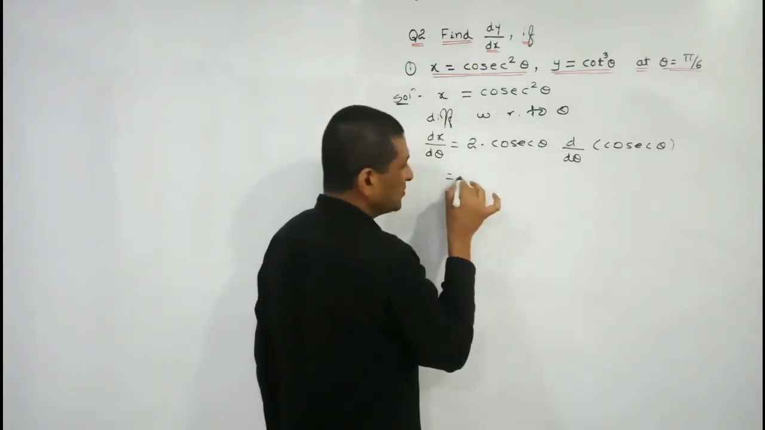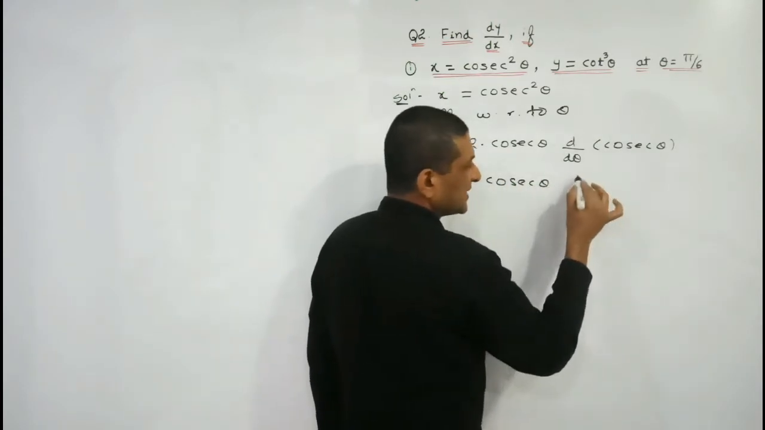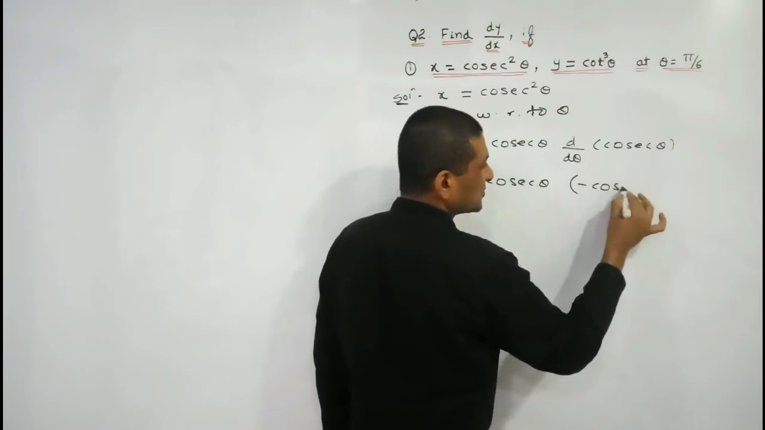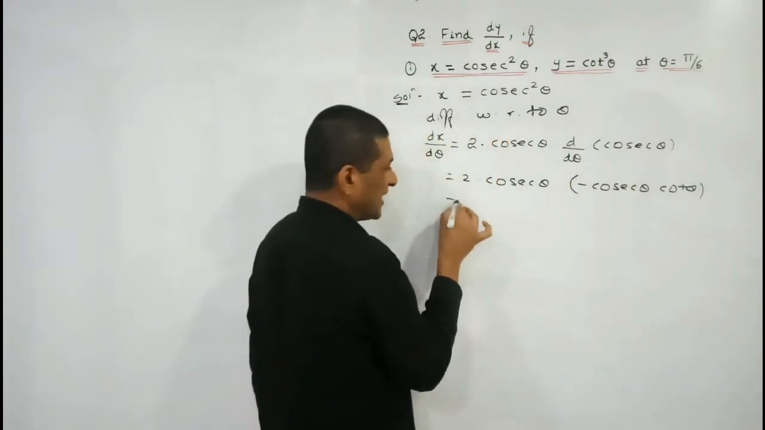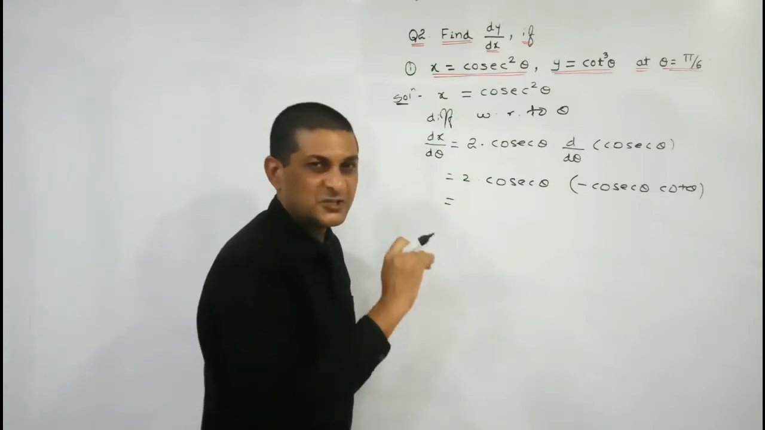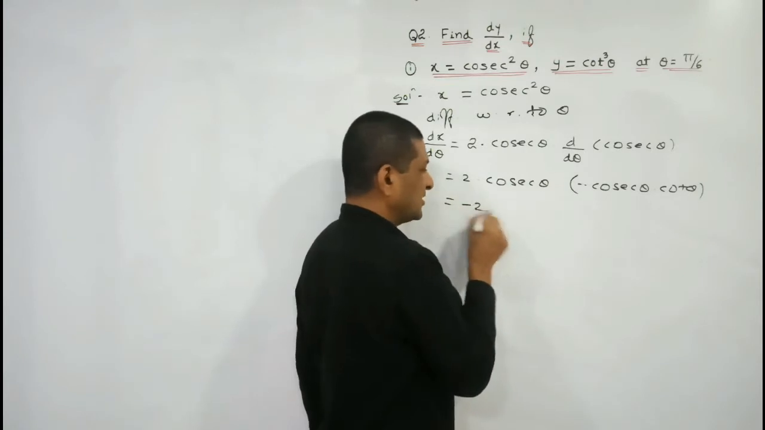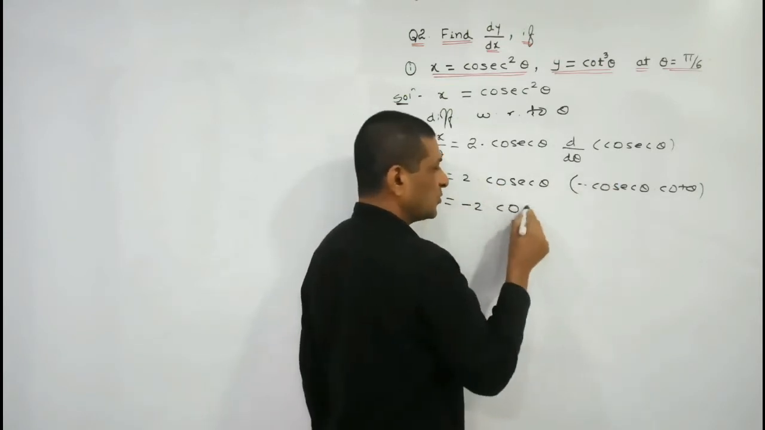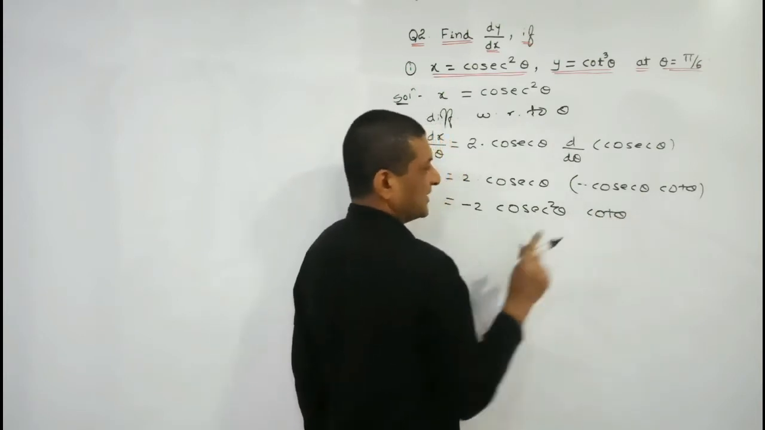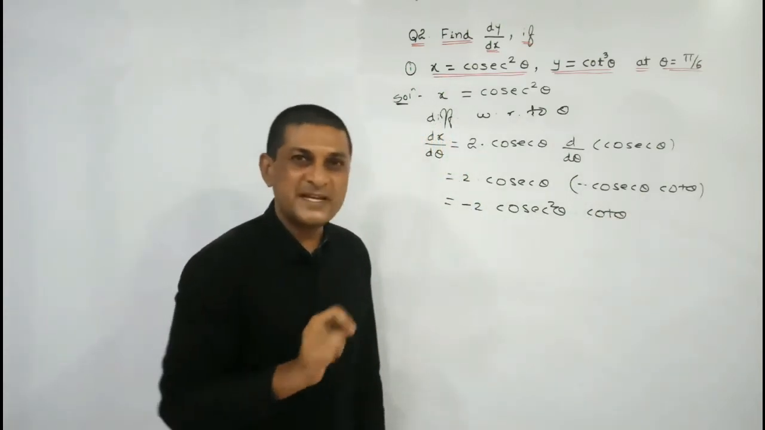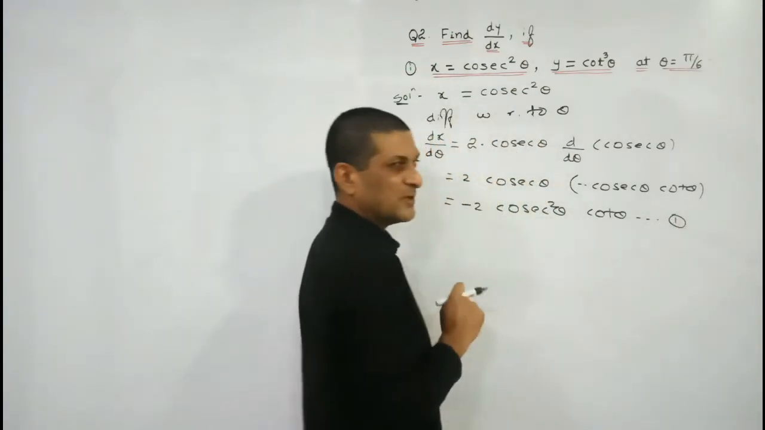which is equal to keep it as it is, cosec theta also as it is. What is the derivative of cosec theta? It will be equal to minus cosec theta into cot theta. So let us write down this differentiation in simplest form. First, minus into 2 will become minus 2, cosec into cosec will become cosec square theta, and lastly what we will get? Cot theta. In this way we have got the value of dx by d theta. Let us denote this dx by d theta by equation number 1.